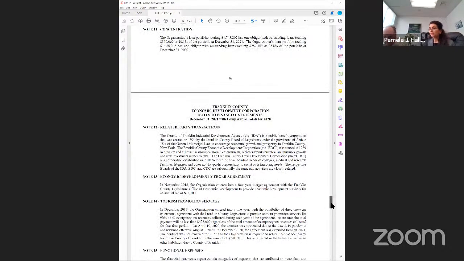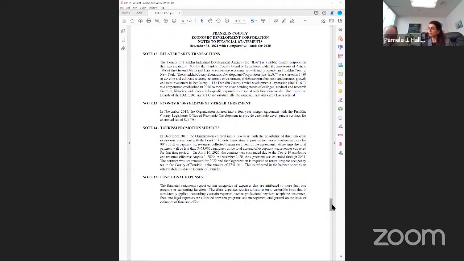Related party transactions. So we do talk about the IDA and the CDC. Your economic development merger agreement talks about your 77,700, Steve, that you do get every year. So that was a 4-year. So that started in November of 18. So that would be up in 22. Tourism promotion services. So you did have that contract. It was kind of stalled during COVID, back up, and then the county had decided to take that back. So we do put in there that you are returning that unspent money, which you actually did already, the 742,000.